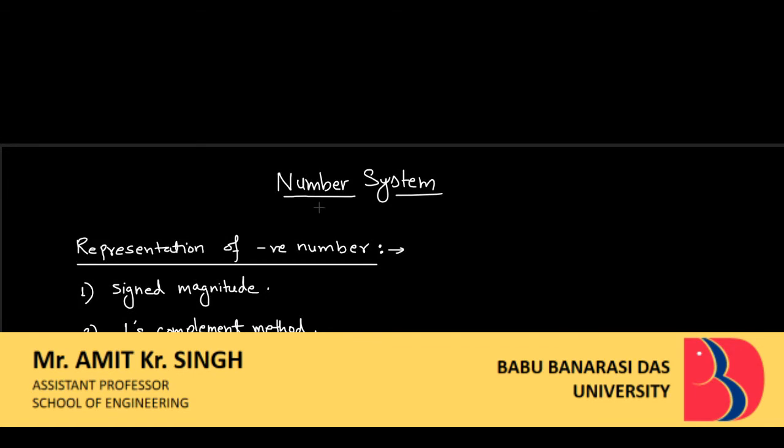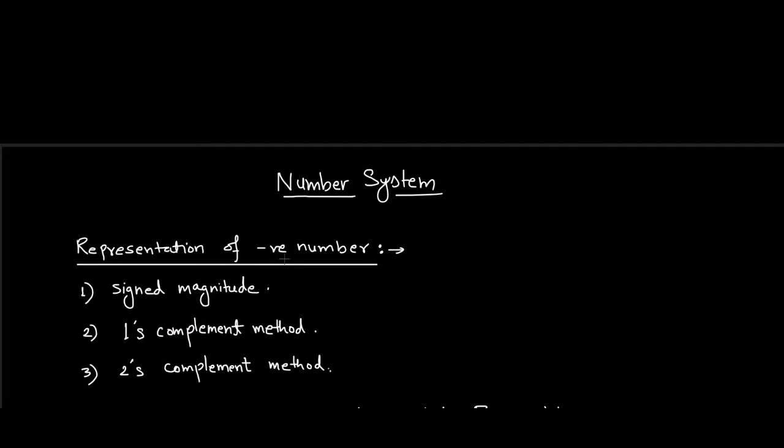In module 1, we first talk about number system. Any negative number can be represented by three methods. First is called signed magnitude method. Second is called ones complement, and third is called twos complement. So these are the three methods of representation of any negative number in digital system.